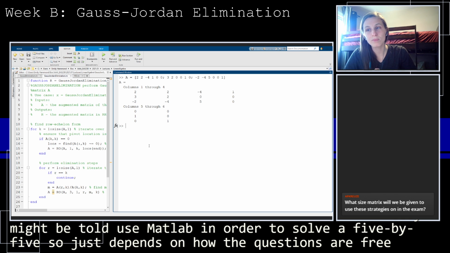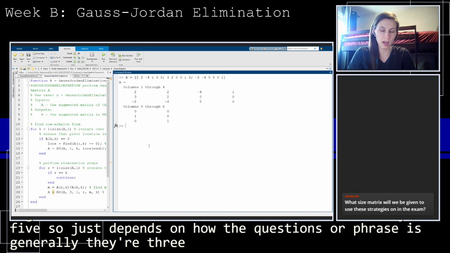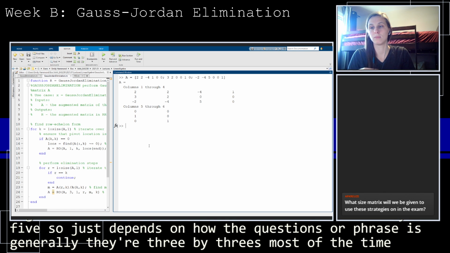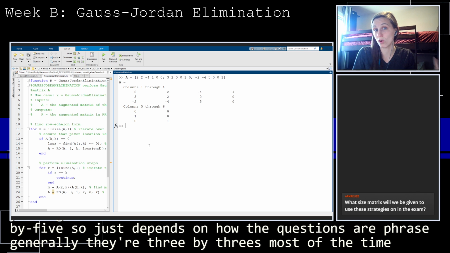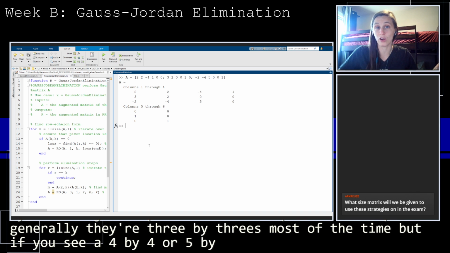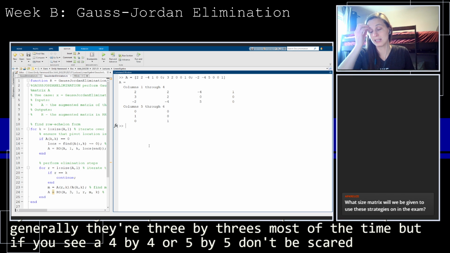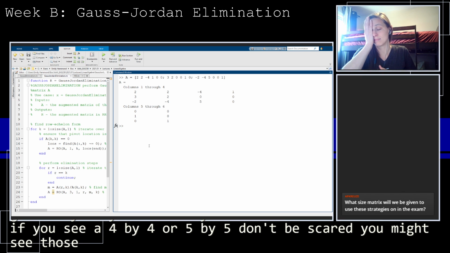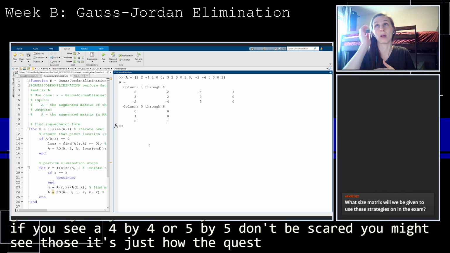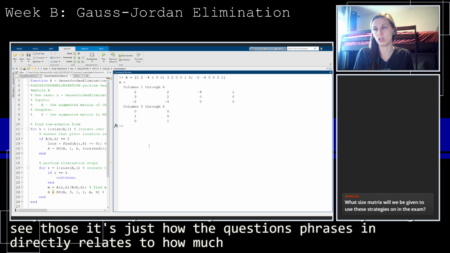Generally, they're 3x3s most of the time. But if you see a 4x4 or a 5x5, don't be scared. You might see those. It's just how the question is phrased, it directly relates to how much writing you're gonna have to do.